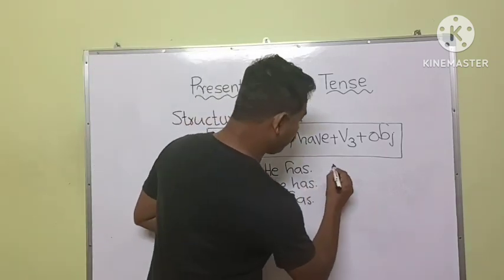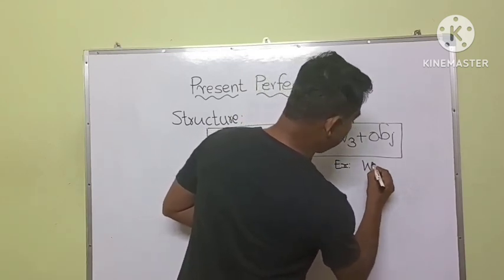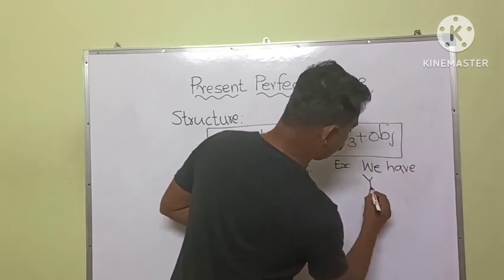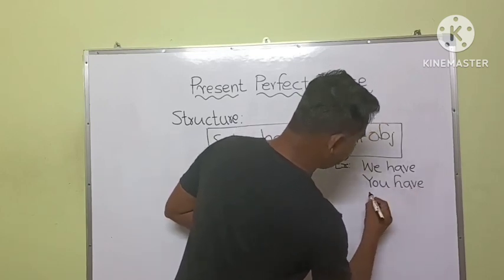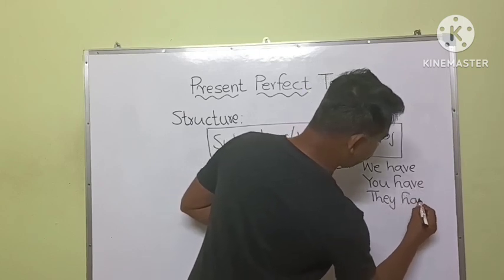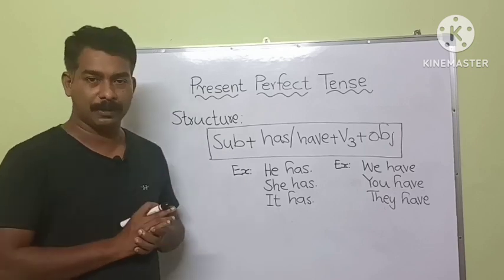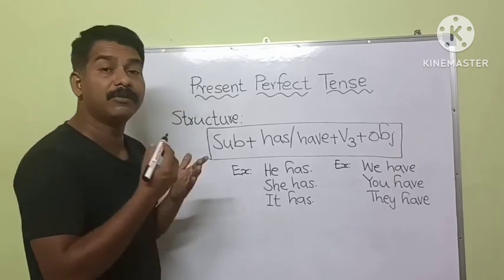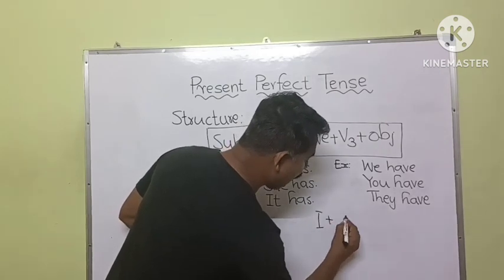Examples: we have, you have, they have. Though I is a singular subject, we must treat it as plural, so I have is the correct combination.